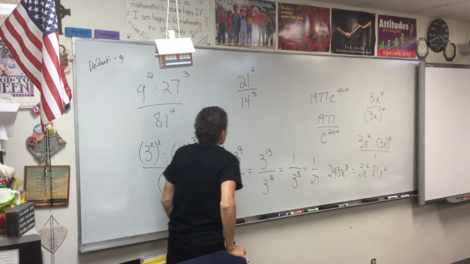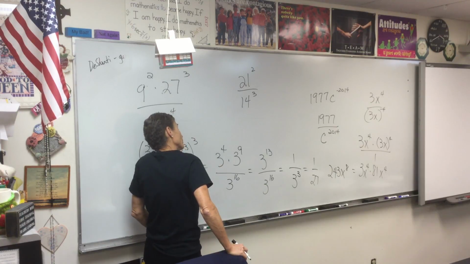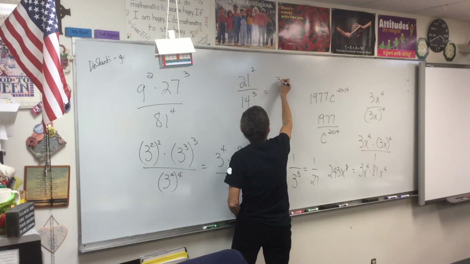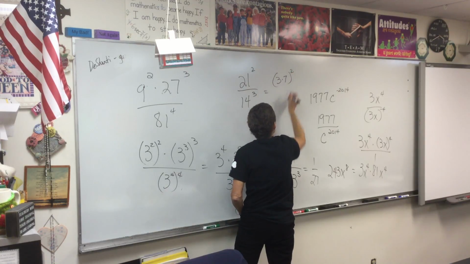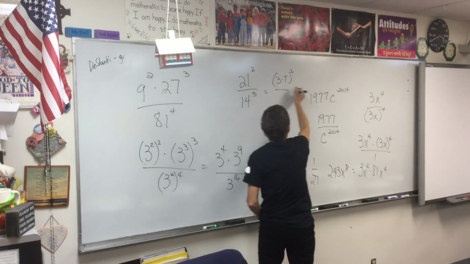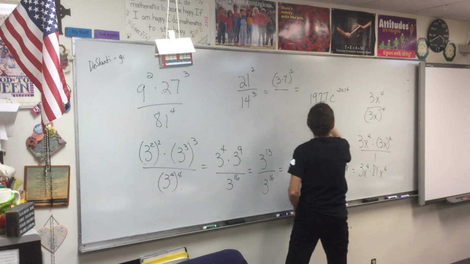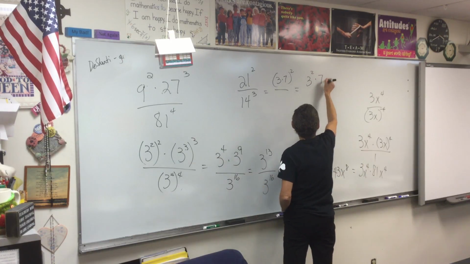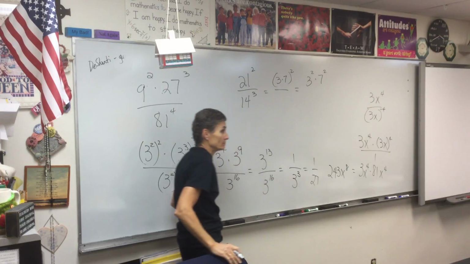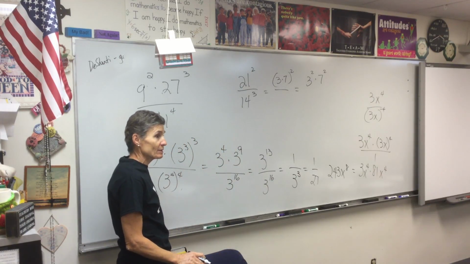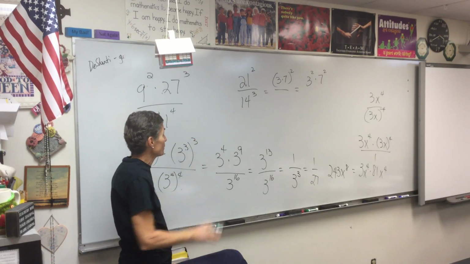However, what you can do is think about 21 as 3 times 7. So would you agree that that is 3 to the second times 7 to the second? Is that okay? We can't do that with addition, but we can do it with multiplication. Kind of distribute that exponent.